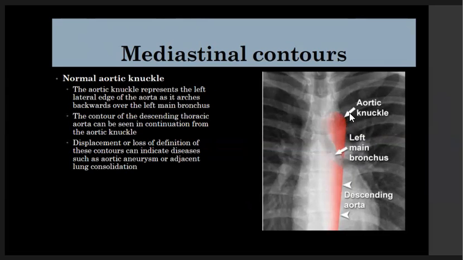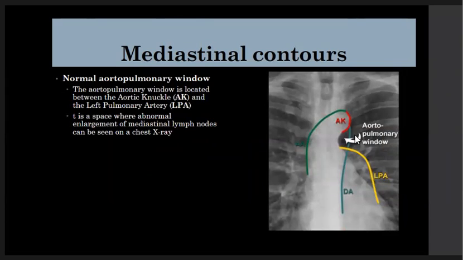The normal aortopulmonary window, this is the aortopulmonary window here. This is the aortic knuckle, and this is the left pulmonary artery. And in between, this is the aortopulmonary window. The aortopulmonary window is located between the aortic knuckle and the left pulmonary artery, and it is a space where abnormal enlargement of mediastinal lymph nodes can be seen on the chest X-ray. As you see here, the margin is concave. Once it is convex, it is abnormal. Keep in mind, there is some pathology in that area, with a lymph node enlargement or mass lesion. And we will see multiple examples in the following discussion on the mediastinum.